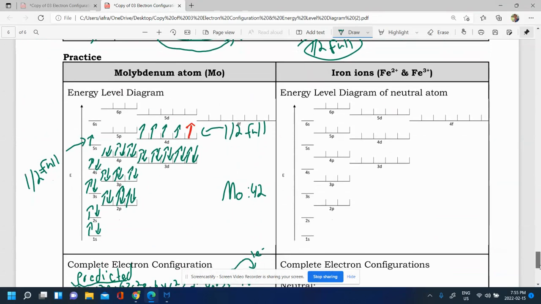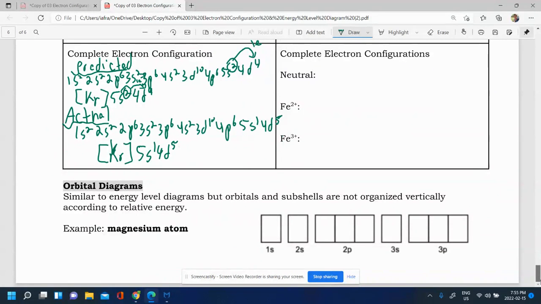We'll take that up in the next video, and we'll finish up with the orbital diagrams as well in the next video.